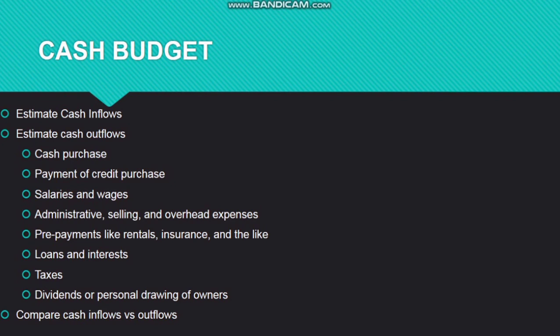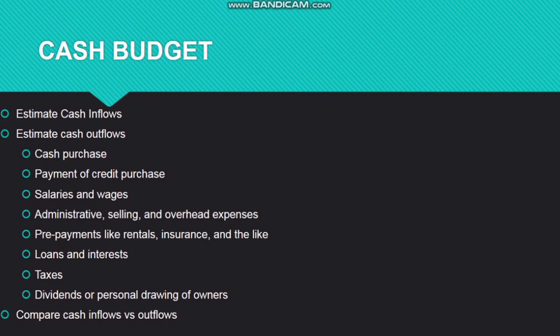In estimating the expected receipts for the future period, the policy of the business or company regarding terms of sales should be considered. Second is estimate cash outflows. There are anticipated disbursements to be considered in estimating cash outflows. The following are cash purchases, payment of credit purchases, salaries and wages, administrative, selling and overhead expenses, prepayments like rentals, insurance and the like, loans and interest, taxes, dividends or personal drawings of the owner.